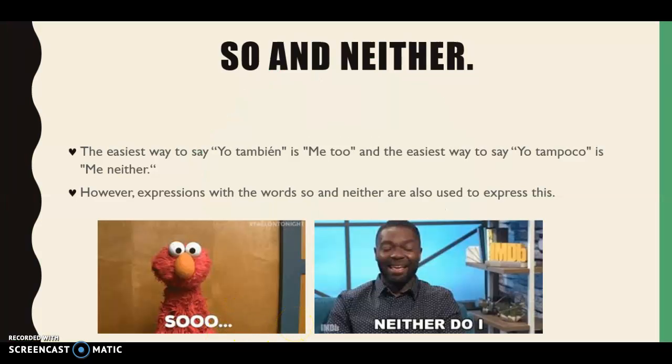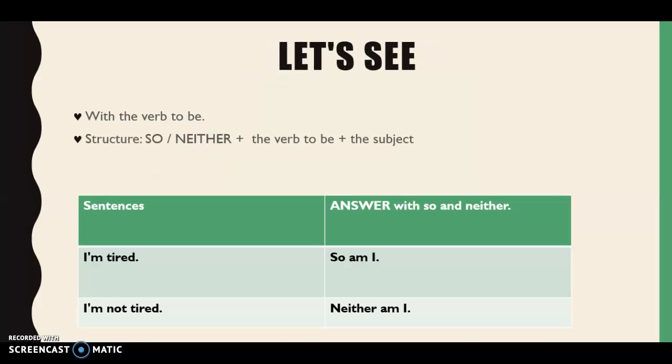So and neither. The easiest way to say "yo también" in Spanish is "me too", and the easiest way to say "yo tampoco" is "me neither". However, expressions with the words "so" and "neither" are also used to express this. Okay, let's go.